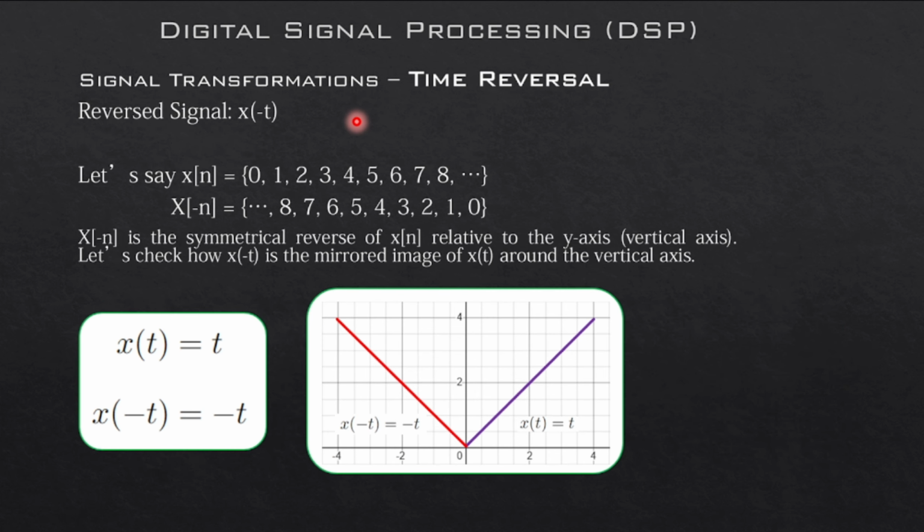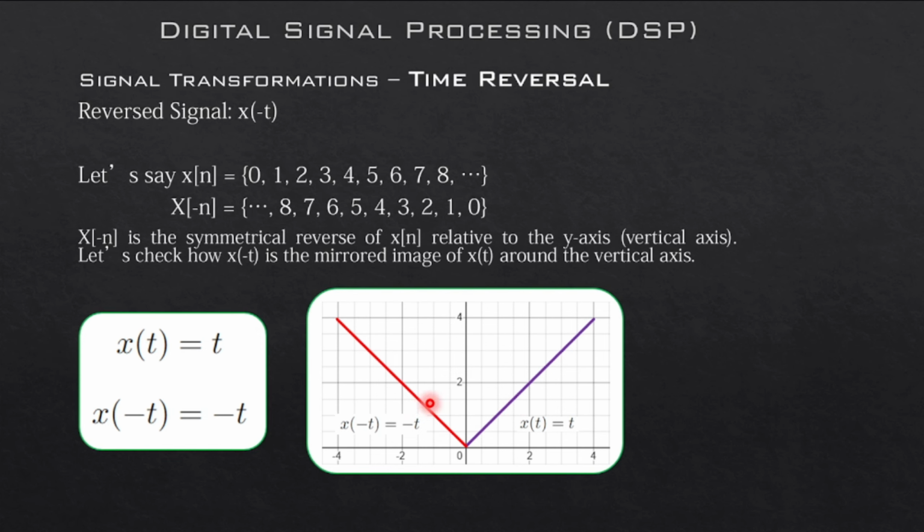Now, reverse signal or x(minus t). So what does it mean, x(minus t)? Let's say x(n) is equal to 0, 1, 2, 3, 4, etc. x(minus n) is equal to 0, 1, because for each n, the new x is equal to the x of minus n. In other words, for n equal to 1, you get x of minus 1. All right? So for each value, you have the reverse of it.